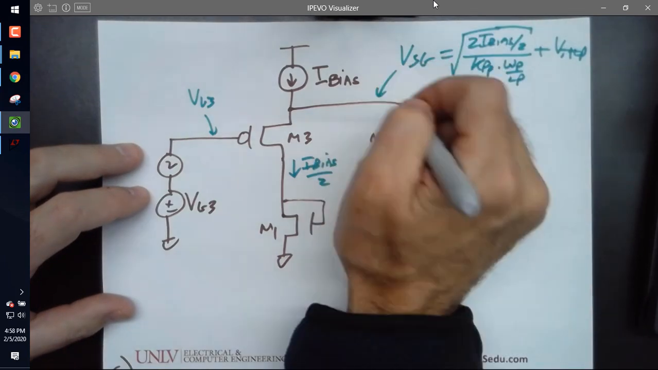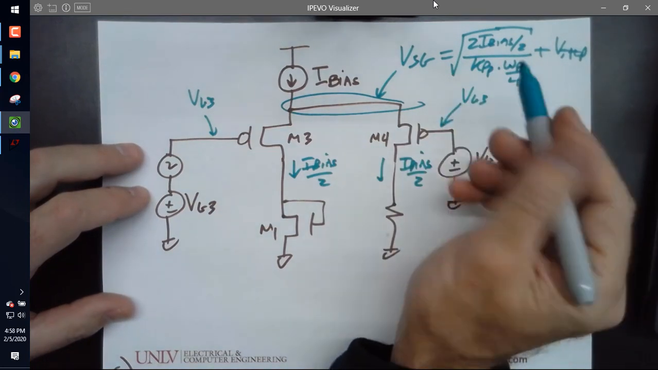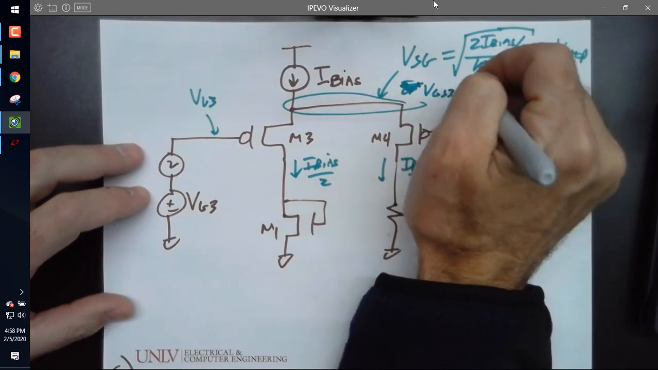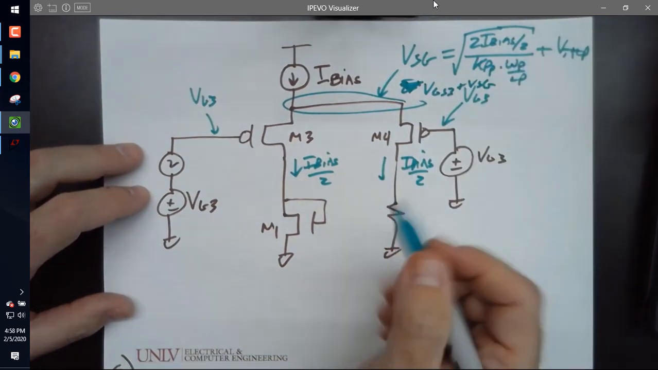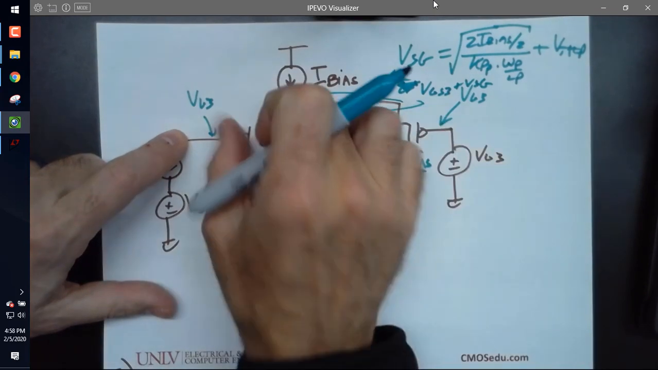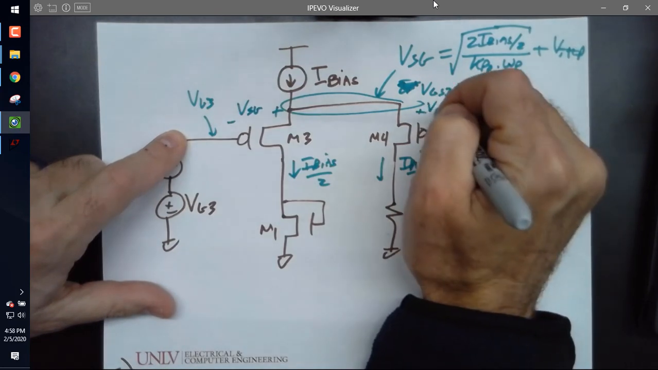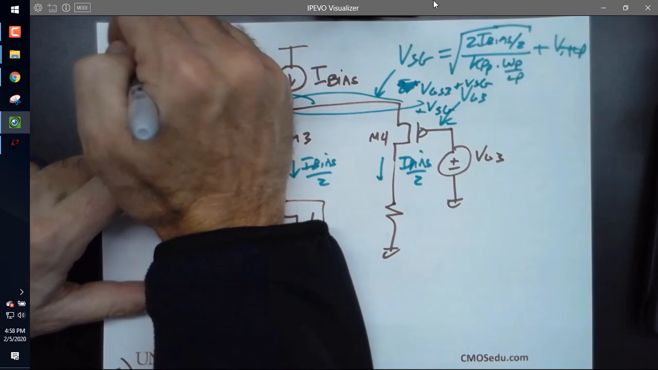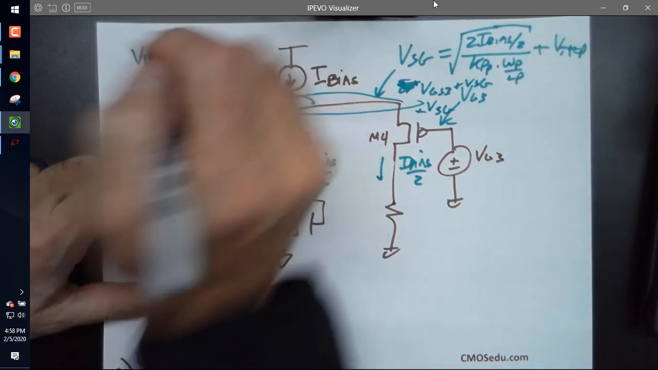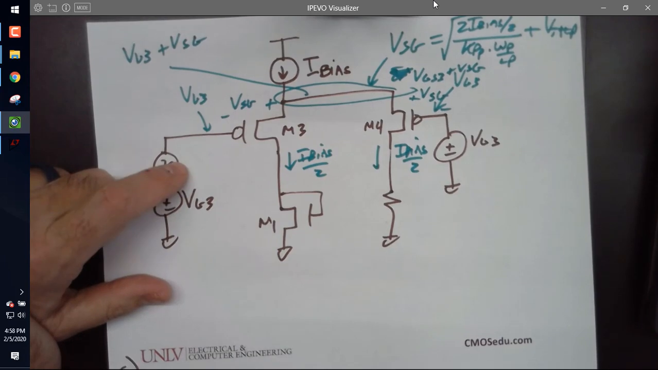This voltage, what is it? I just calculated VSG. Yep, VG3 plus VSG. So this voltage is at VG3. This voltage is VSG. So this voltage is VG3 plus VSG. Anybody not follow?